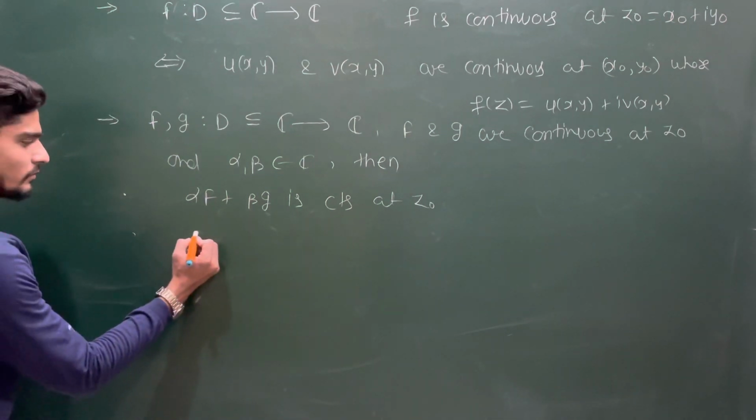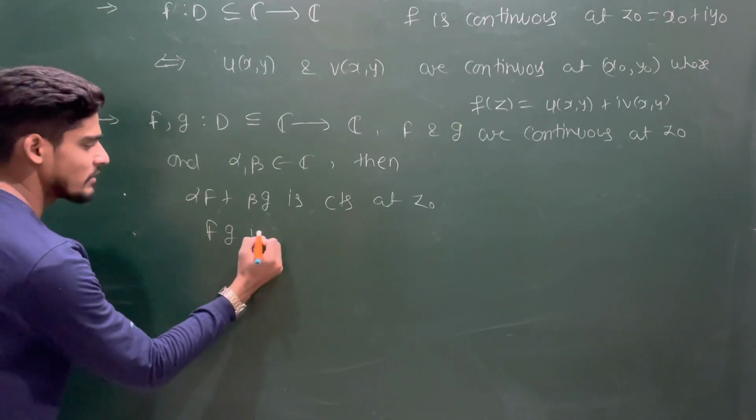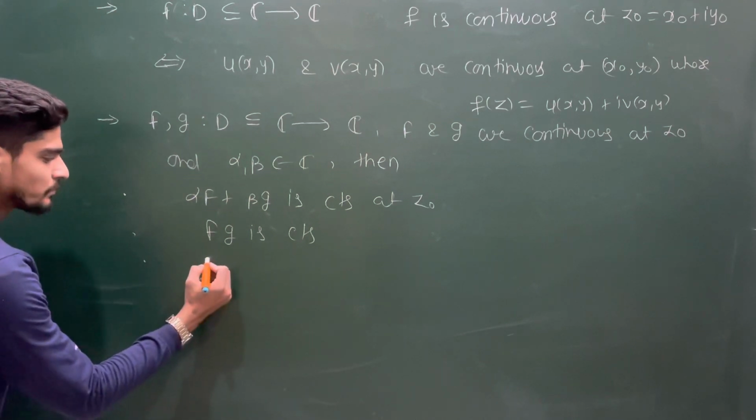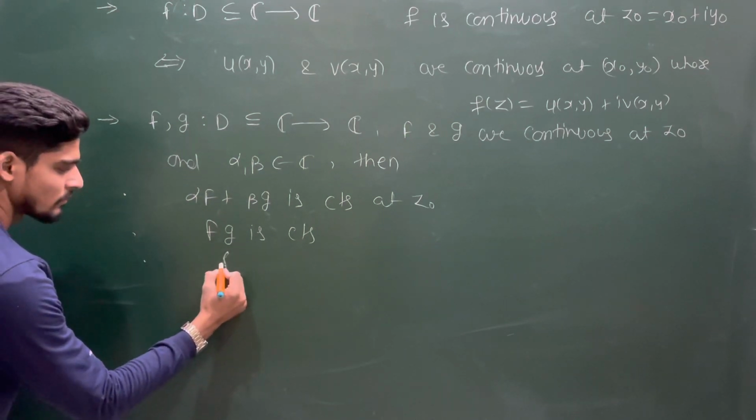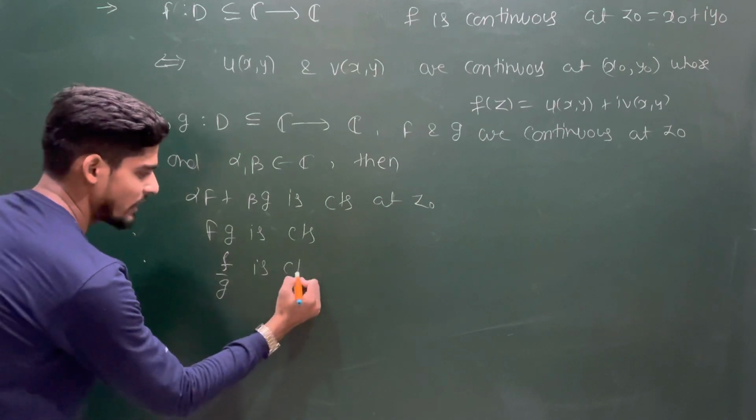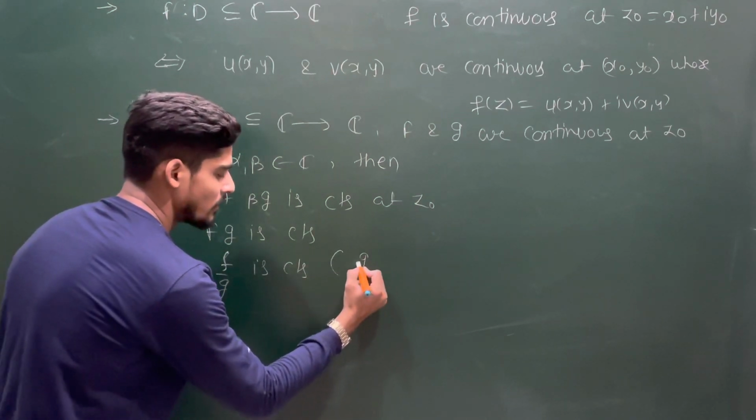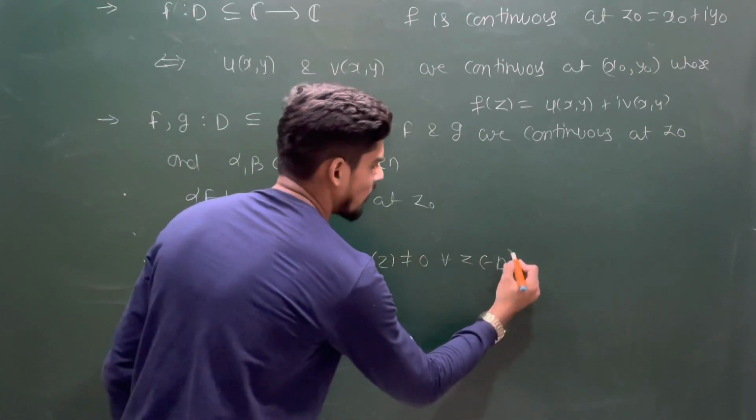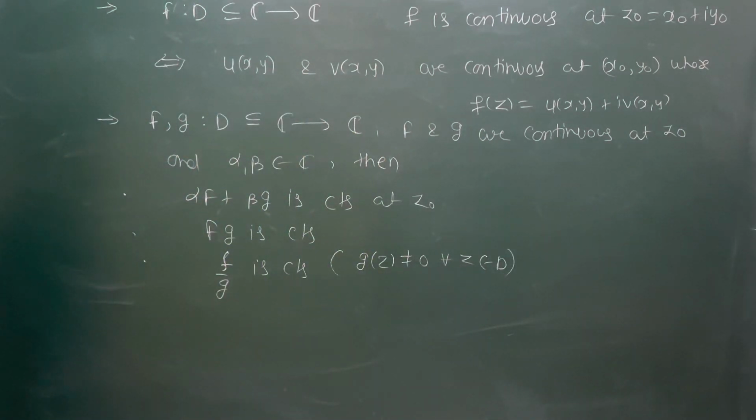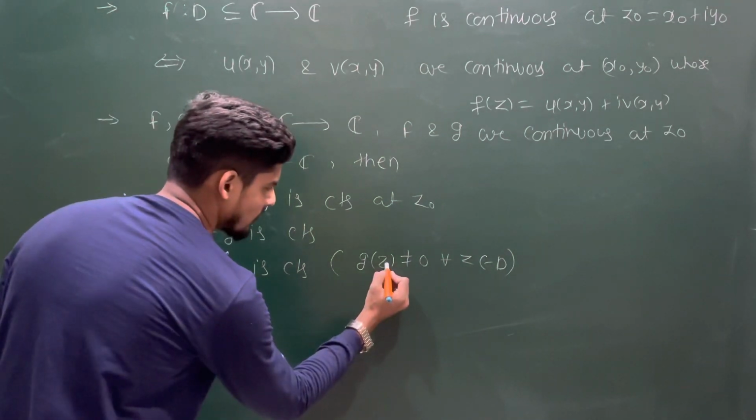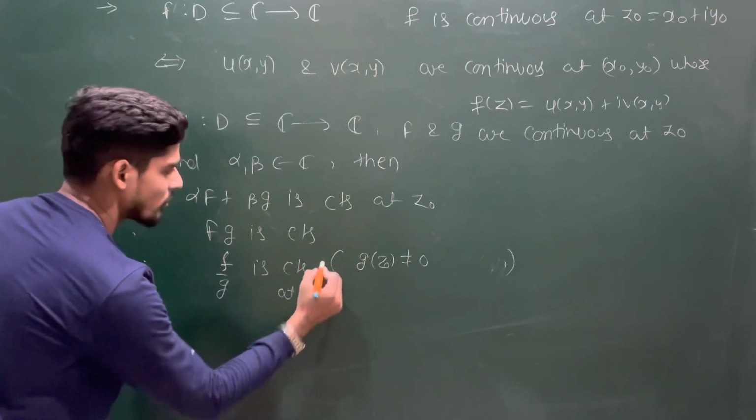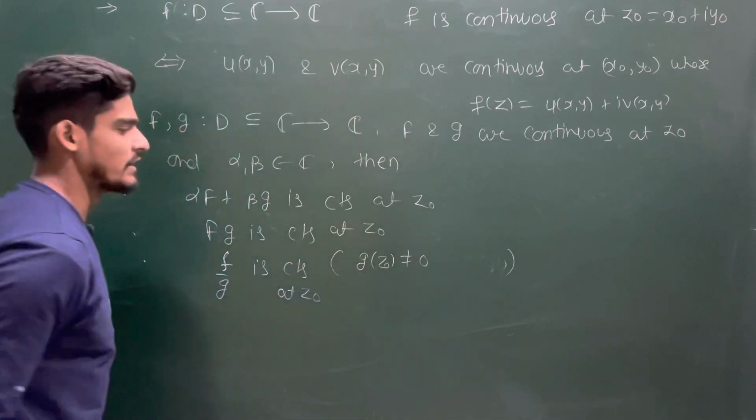Next, f g is continuous, their product is also continuous. And f over g is continuous provided g is non-zero throughout your domain, or you can say g(z0) is non-zero. I should add this at z0.